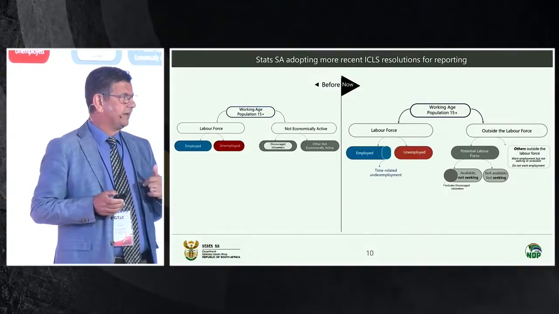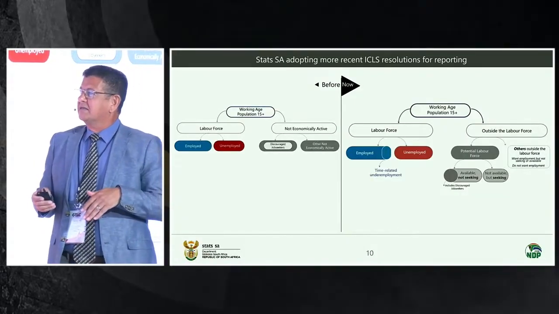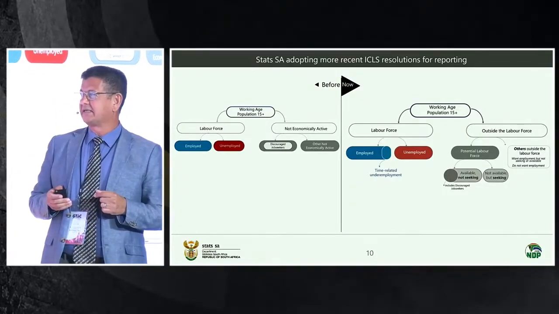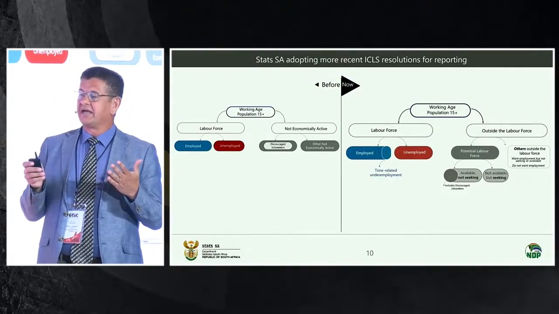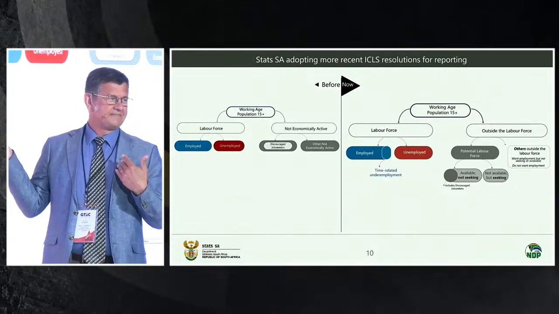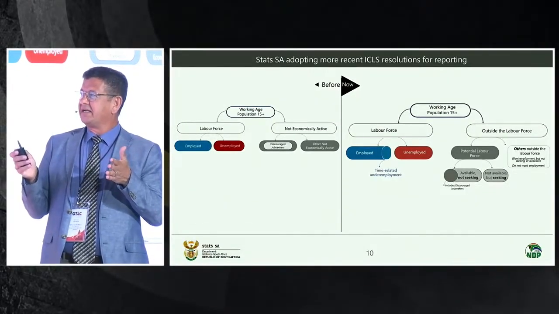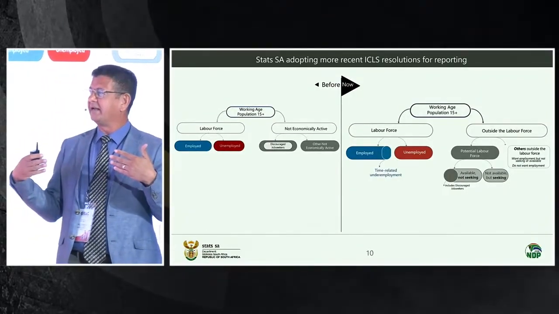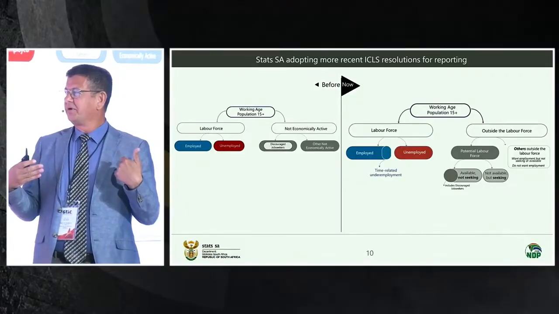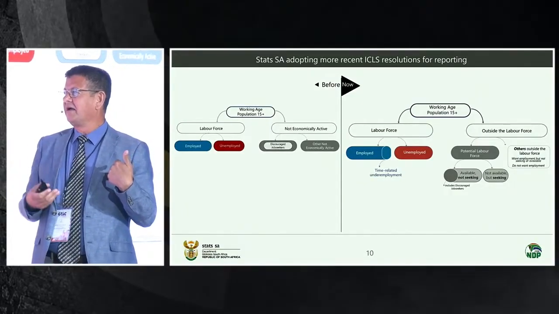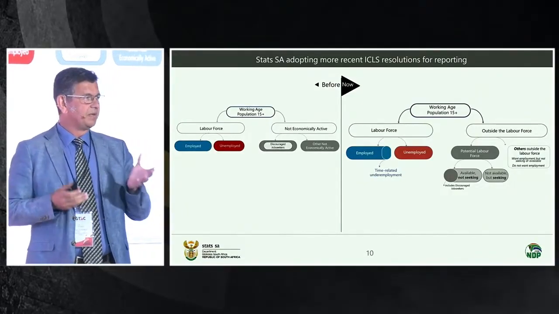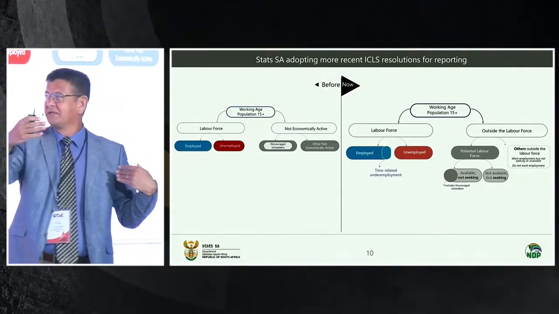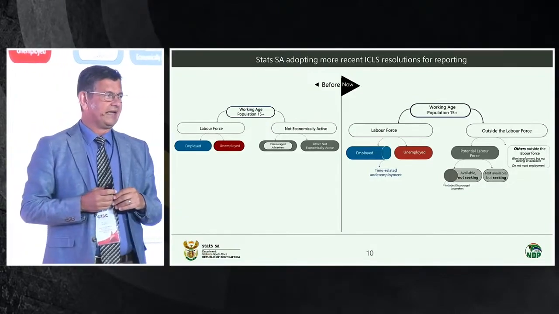Many times the picture works better than the words. So before we implemented the latest resolutions, the left-hand side of the slide shows that Stats SA viewed the working age as people 15 and older, which stayed the same. But we then disaggregated working age into labor force or not economically active. Those were the two options that we had. Within the labor force, you were employed or unemployed. Within the not economically active, you were discouraged. And very often people will then group the discouraged with the unemployed to give you the expanded definition of unemployment, or you were other not economically active.